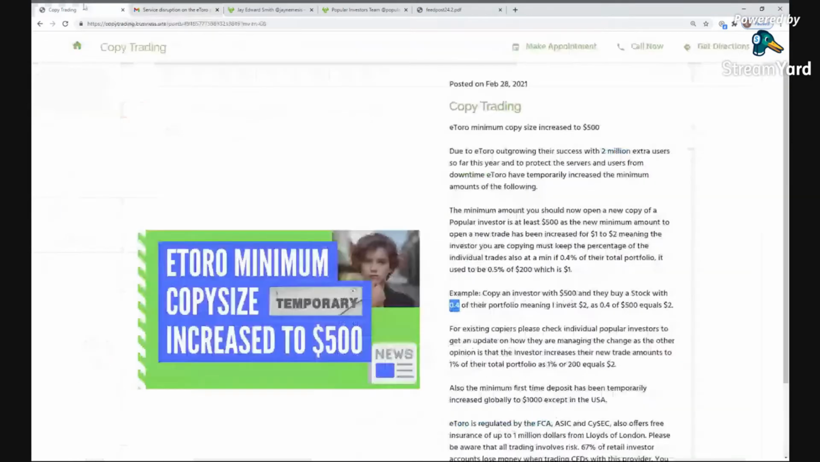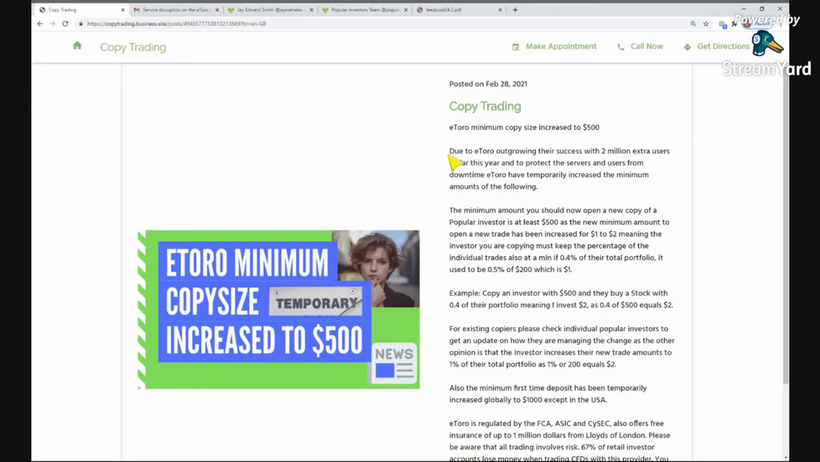So eToro's system is running at full capacity at the moment. The only person it's affecting me with is J Nemesis, because he's the only person I'm copying at the moment, and I'll go through how I'm adding funds, and I will go through all of the information and keep it simple here.